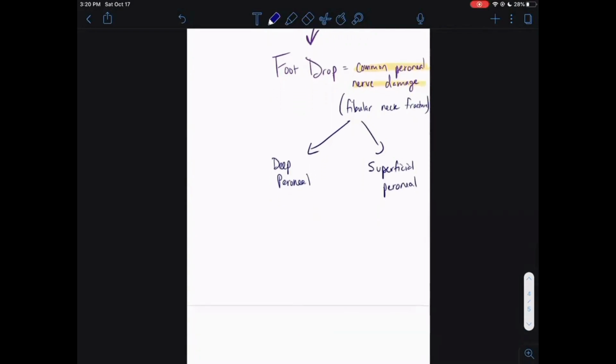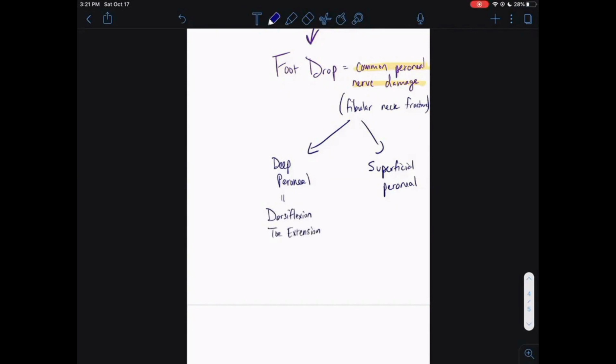All right, and so the deep peroneal, really, really high yield to know. This is going to do the anterior compartment of your lower extremity. So from your knee down, it's going to do that anterior compartment. What do I mean by that? That's going to be your stuff for dorsiflexion, as well as your toe extension. Those are the main things.